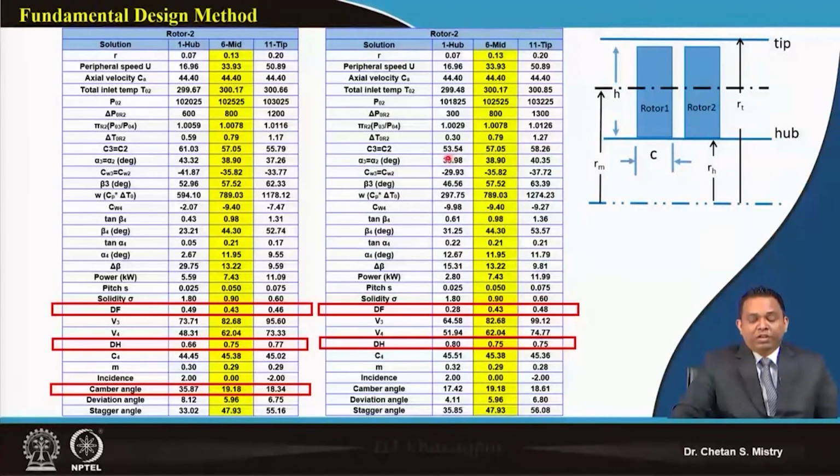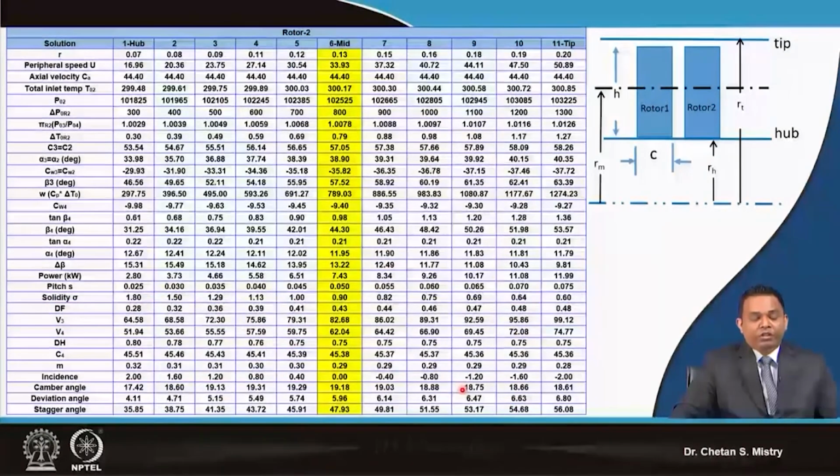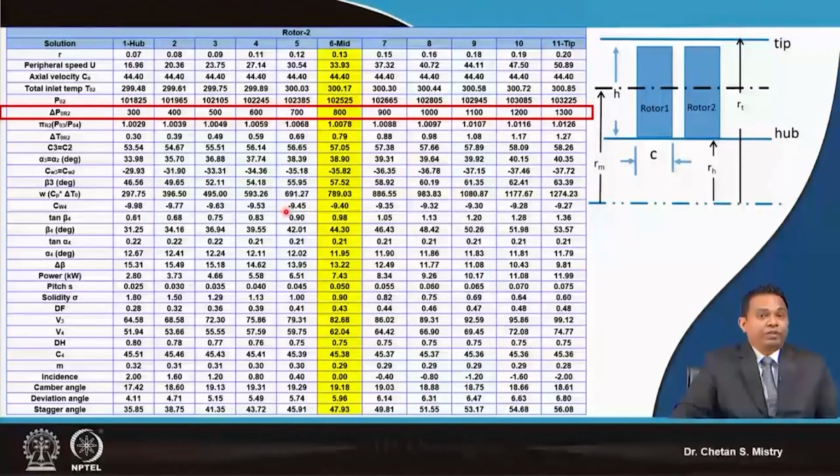Okay. And that is done by changing my delta P0 at the hub, which is reduced to 300 Pascal, and this has been increased to 1300 Pascal. Now, my camber angle accordingly is coming to 17 degrees and 18 degrees. With all this, it gives me my overall distribution. So, this will be the distribution of my total pressure.